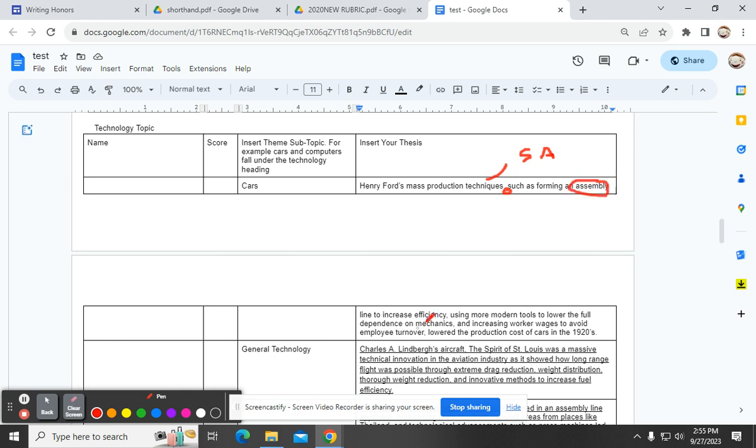This actually can be two separate issues, but they do lead, I mean, the assembly line is going to lead to efficiency. "Using more modern tools to lower the full dependence on mechanics": I would probably get rid of that. I know exactly what this reference means, but right there, this is a completely separate topic.